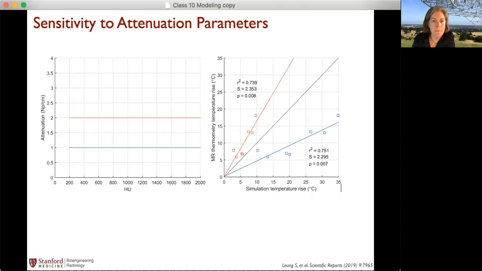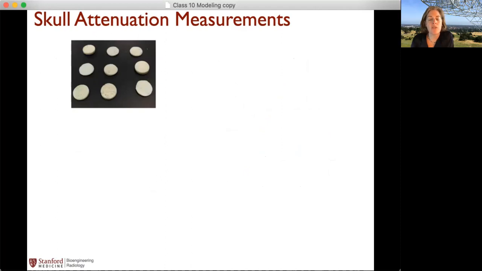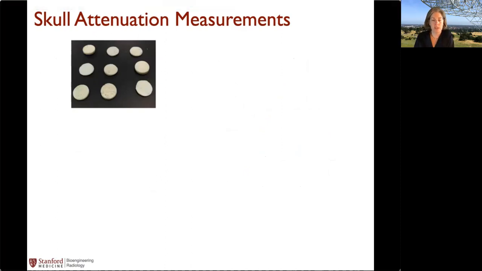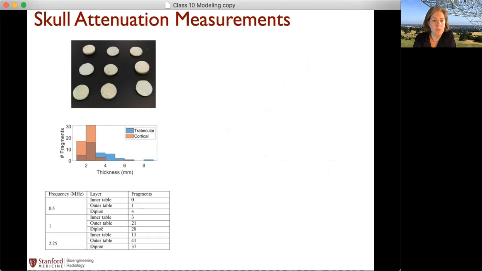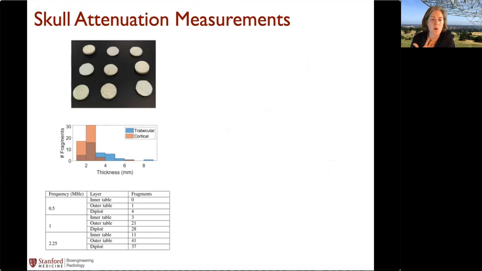Okay, so we also did measurements of attenuation with those same skull bits. A whole bunch of different ones. Now in this case, we split it out so that we were more cognizant of the fragment size, because when the fragment size is really small compared to a wavelength, there could be other considerations that we weren't really taking into account. So we really wanted to include only the fragments that had a thickness on the order of a wavelength or bigger.